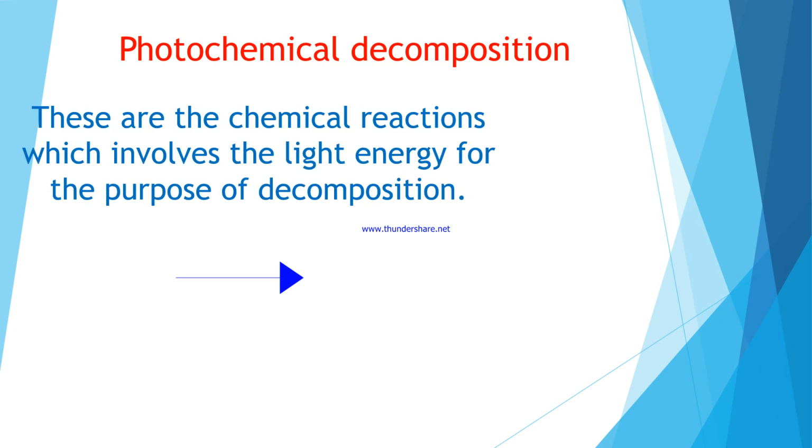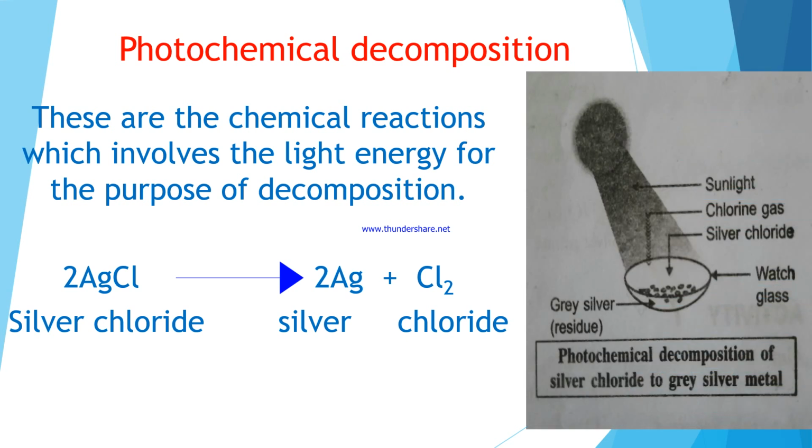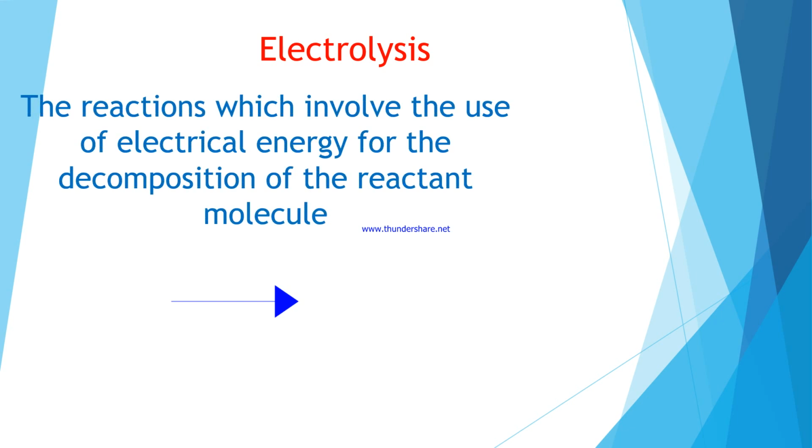And next, with the help of photolysis, or light energy, the chemical reaction takes place, that is, decomposition takes place in presence of sunlight, and that is known as photochemical decomposition. When silver chloride is subjected to sunlight, silver metal is formed with the release of chlorine gas. And here with the supportive image, the white colored silver chloride converts into gray silver metal because of photochemical decomposition.